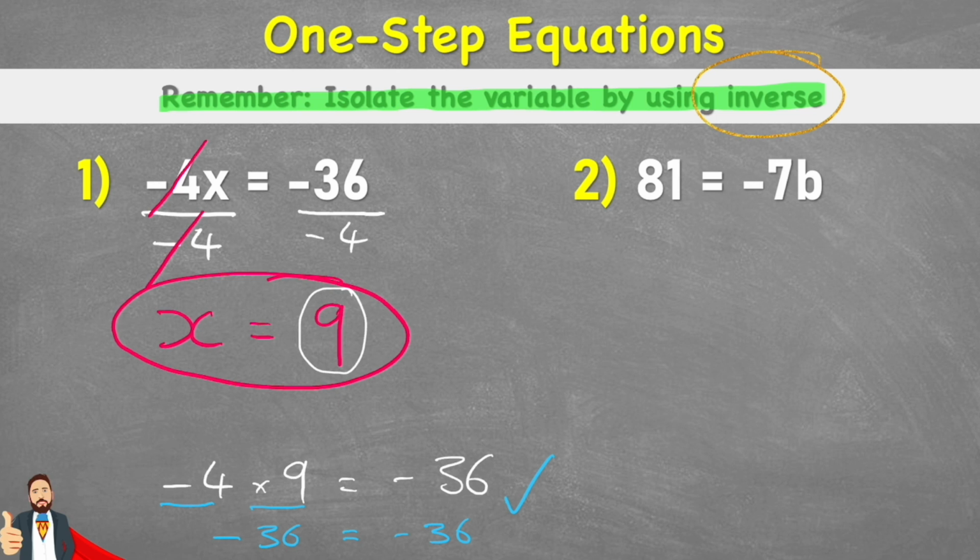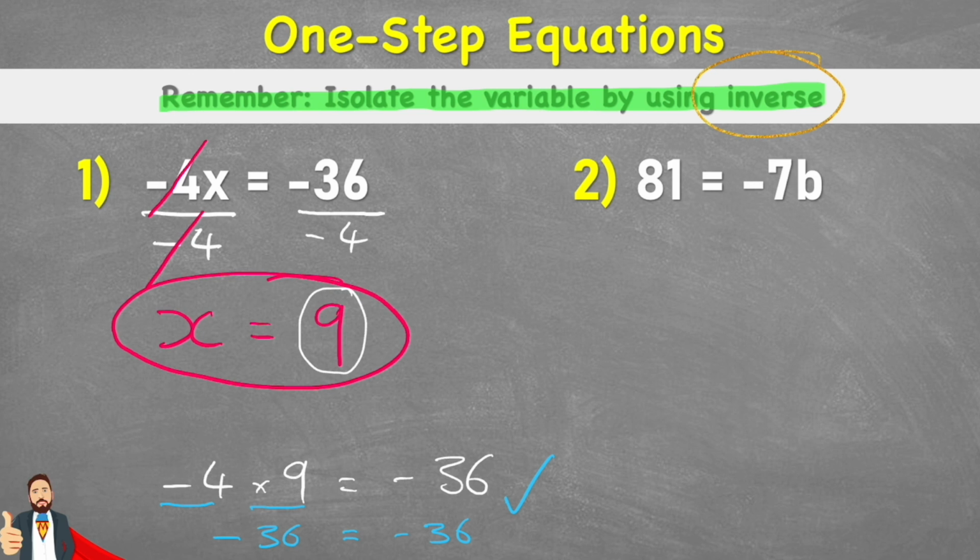Okay, let's have a look at the second example. This time our value on the left-hand side is not negative, it's positive, but the value that's connected to our variable is negative. So my equation reads 81 equals negative 7b. And remember, this negative 7b means negative 7 times b.